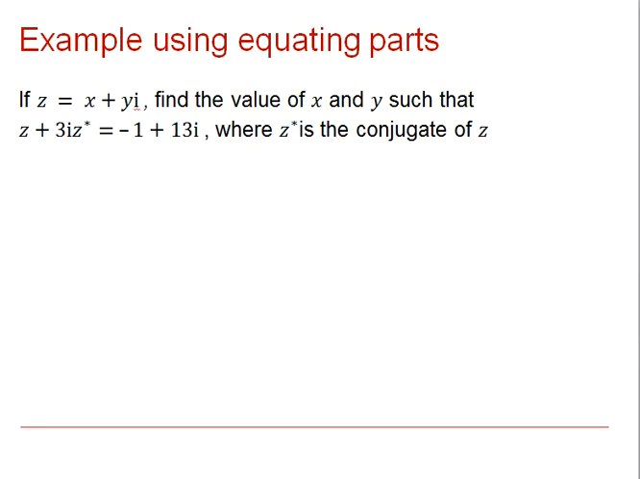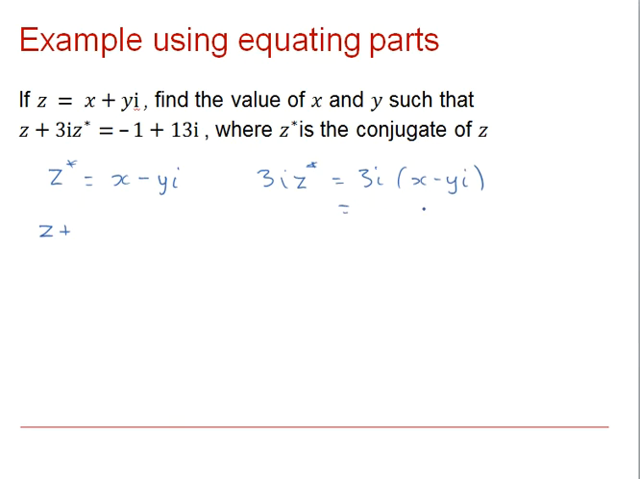Here we are given that z equals x plus yi, and we need to find the value of x and y such that z plus 3i z conjugate equals minus 1 plus 13i. And they tell you or remind you that z star is the conjugate of z. So let's just first of all write down that conjugate. We know it's going to be x minus yi. Then perhaps first, we'll just work out what 3i z conjugate will be before we start adding those.